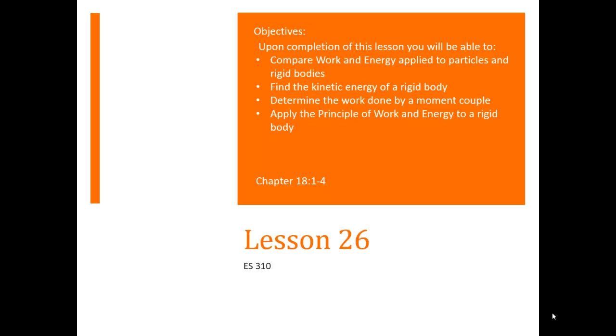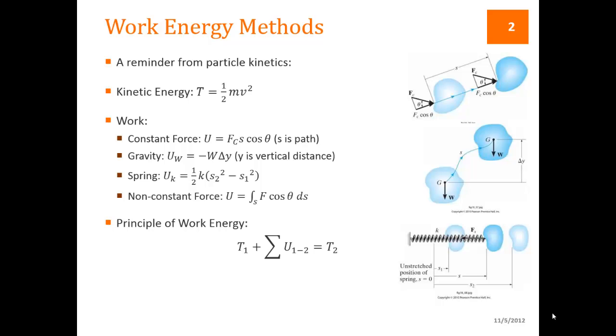Today we will be starting the work energy section of the class as applied to rigid bodies. We will start by reviewing work energy applied to particles and then talk about the differences that occur when we have a rigid body. We'll look at both kinetic energy and the work, and then we will do several examples where we apply the principle of work energy to rigid bodies. More information about these topics can be found in Hibbler's Dynamics textbook, Chapter 18, Sections 1 through 4.